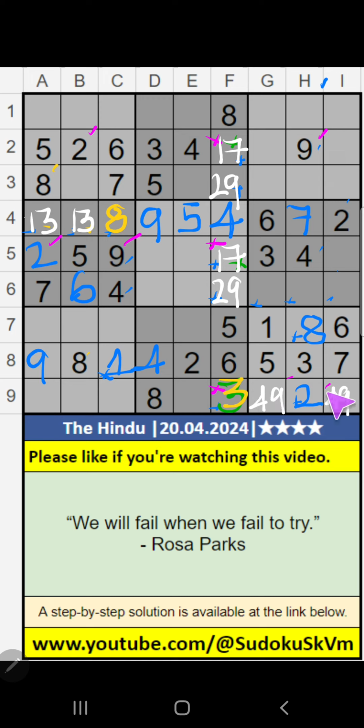9th row, we have 2, 3, 4. The 3 numbers can't come in the 3 cells. It will come in one of these cells. Column B, column A, we have 2. So 2 can't come in these cells. Then 2 is confirmed here. Then only 2 numbers are remaining, 3 and 4. It will come in one of these cells. We will confirm later.